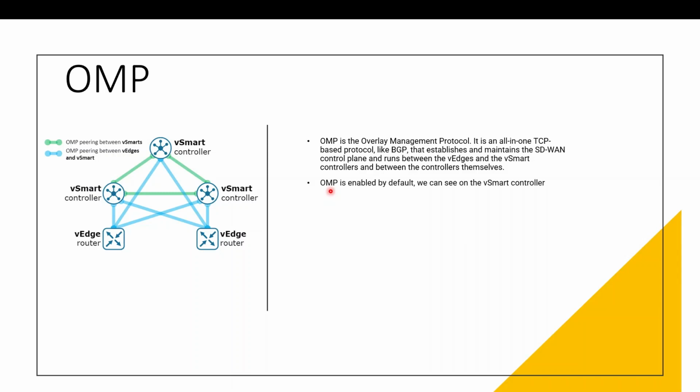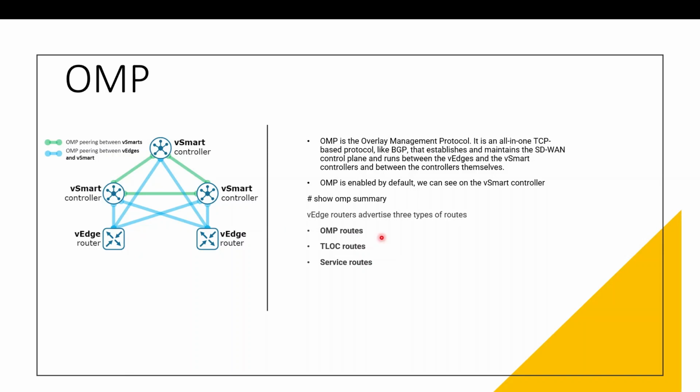By default, it is enabled. We can also see this output by using the command show omp summary. And here you can see in the diagram, the OMP session is between the vEdge to vSmart, and between the vSmart to all other vSmarts, so that the control plane information will be synced to all the vSmarts, as well as whatever required vSmart controller information will be shared with the vEdge routers. Okay.